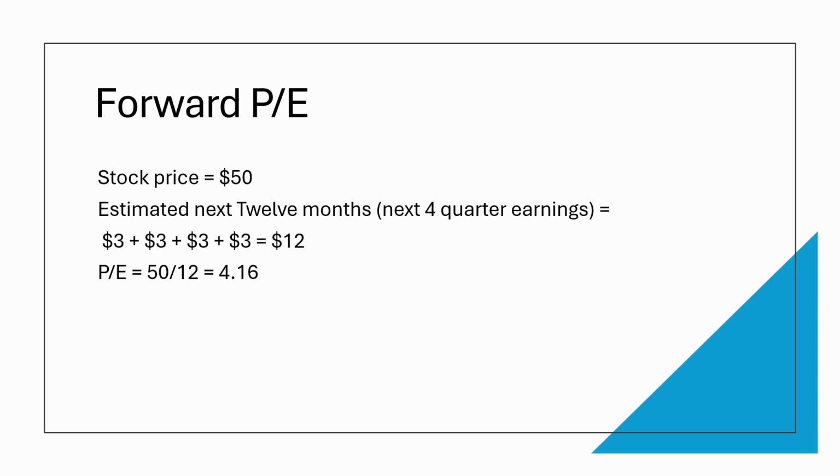This ratio is more relevant than the trailing PE because as an investor, we are more interested in the future than the past. A word of caution here. Our forward PE would be only as good as our earnings estimates. If our earnings estimates for next 4 quarters are not correct, our PE ratio would be incorrect as well.